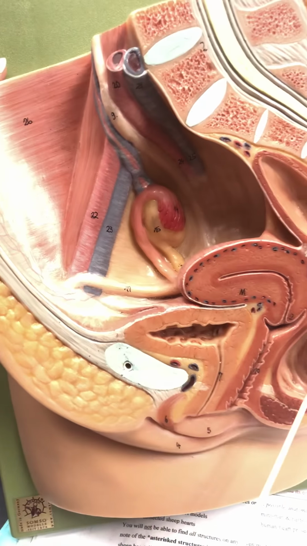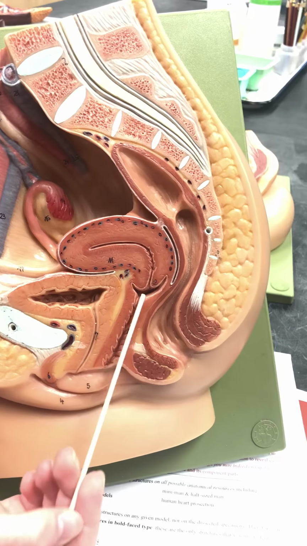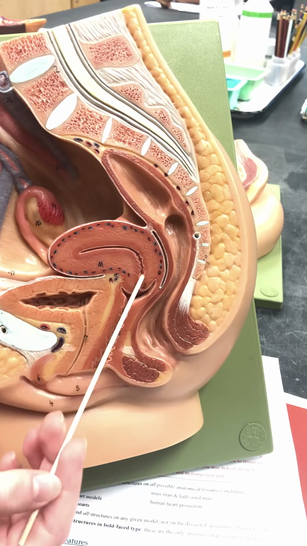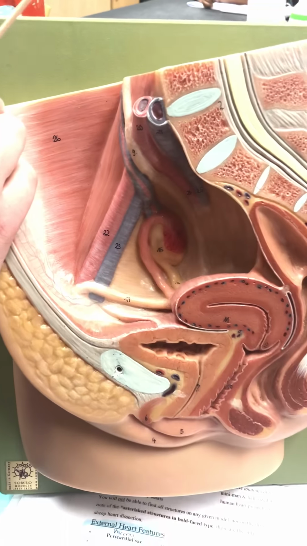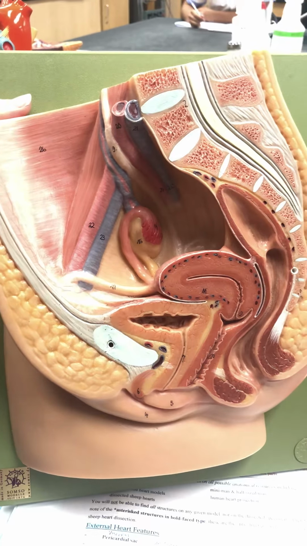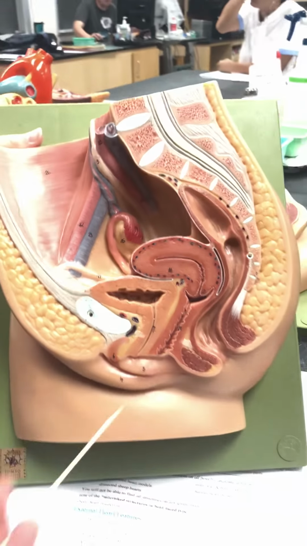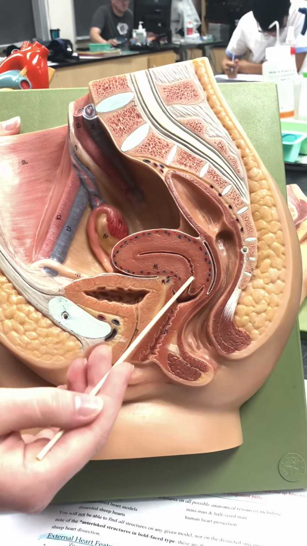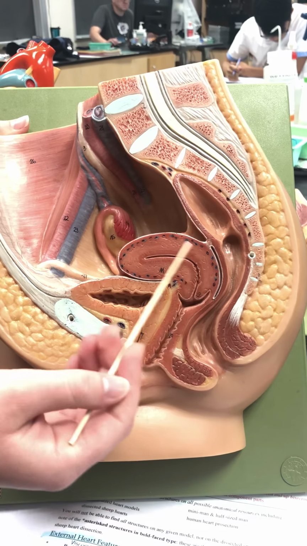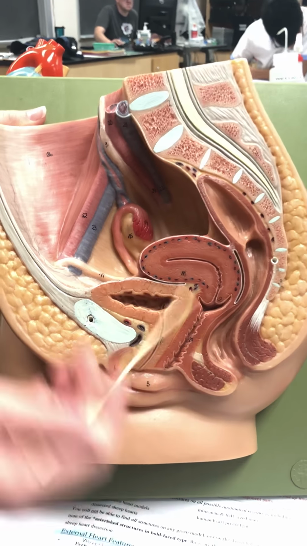The cervix with the cervical canal, which is here. This is your cervix. Cervical canal would be kind of up here. And then you're going to go on to the different layers of the uterus, of which there are three. You have the endometrium, kind of along the lining, the myometrium, and then the parametrium.